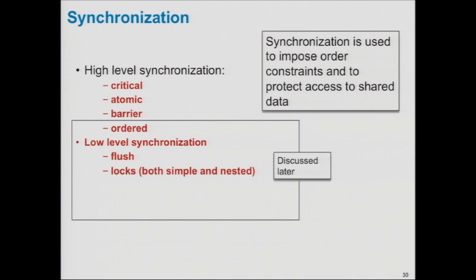There are high-level synchronization concepts: critical sections, atomic sections, barriers, ordered constructs. Then there is low-level synchronization: flushes, which I will advise you to avoid using explicitly, although there are implicit ones all over the place, and then locks, and you can have both simple and nested locks. All of these will be discussed later. I'll tell you right now about some of these other ones.